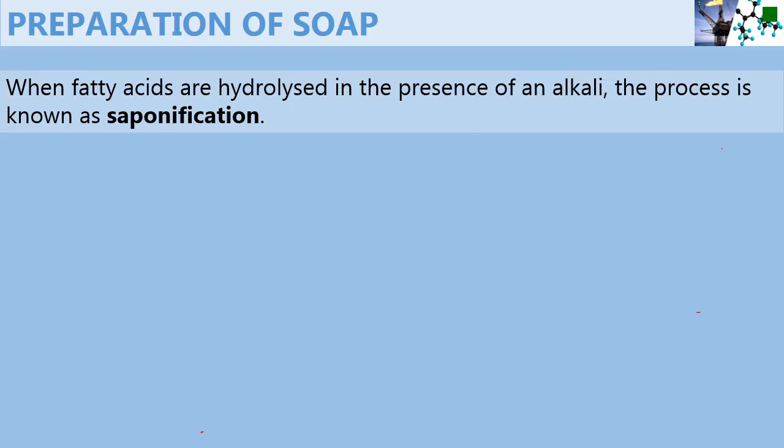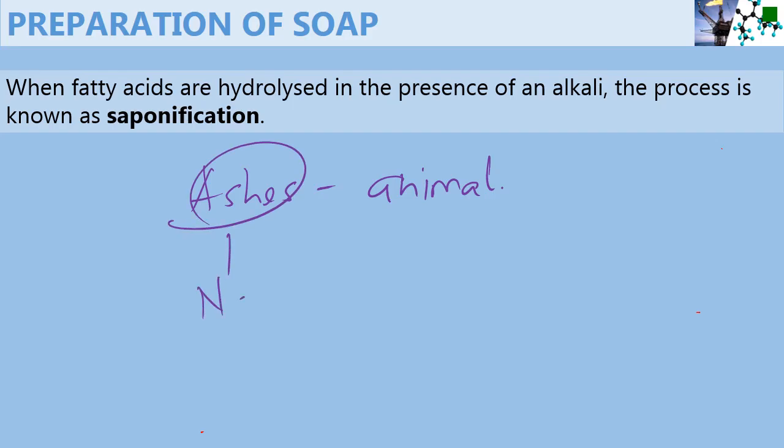Pretty simple. Did you know that many years ago, soap was made from ashes and animal fat? The ashes contain sodium hydroxide, and the animal fat, of course, gives us the fatty acid.